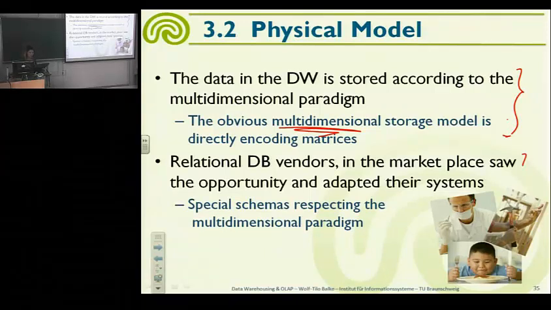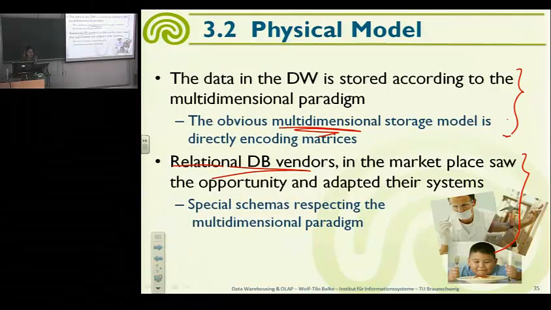But then came the relational database vendors, and they saw an opportunity for big money. They were already established in the market. They had all the relational database technology. It worked pretty well. Everyone knew them, all the big companies, and most of the companies had the technology already there. And they saw a chance, and they took it.